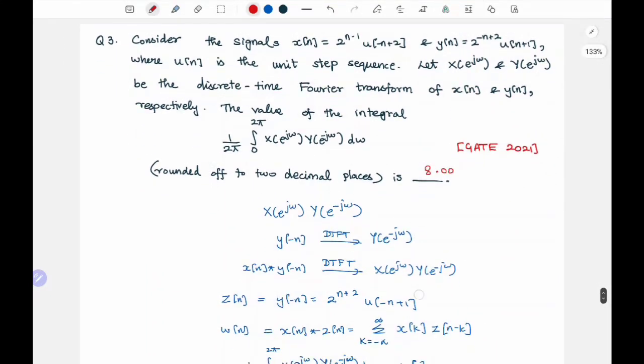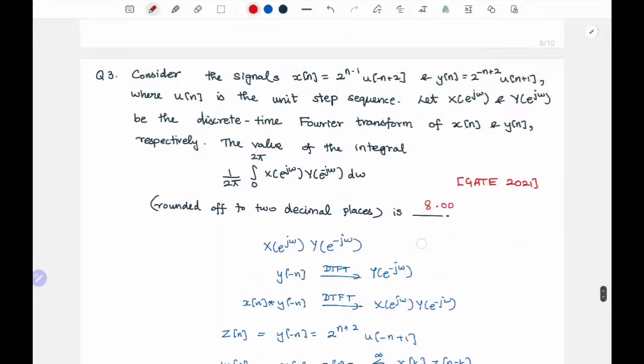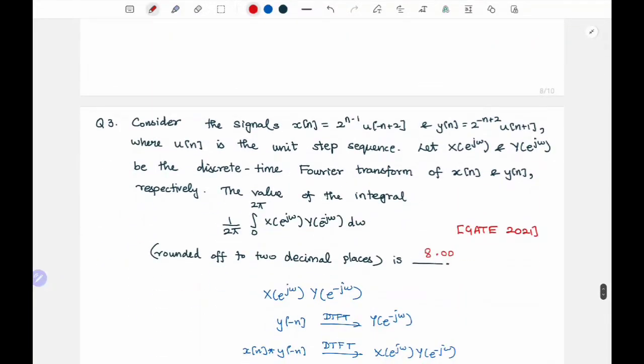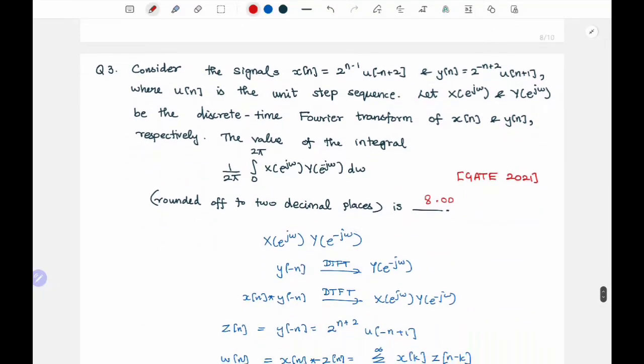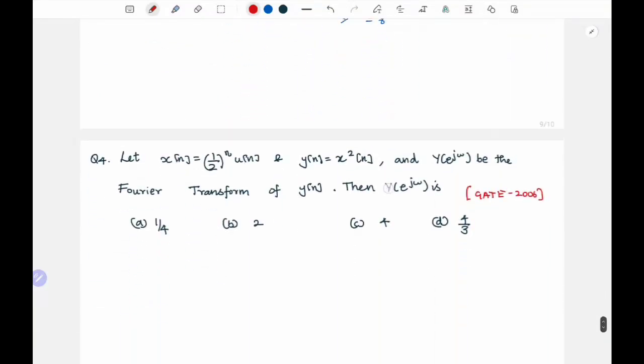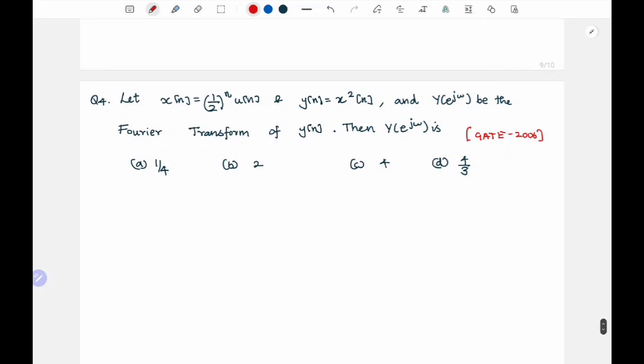Okay. So this is question 3. And you can see how across the years they have given the same type of concept, but they have given it in different forms, something more complex, right? Okay. Coming to question 4.